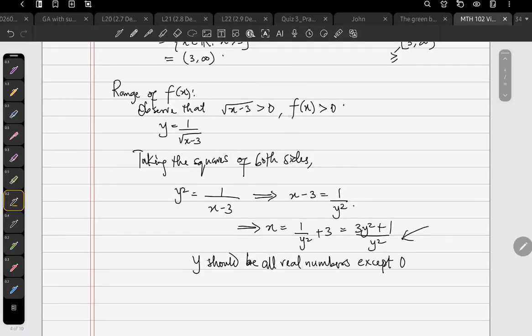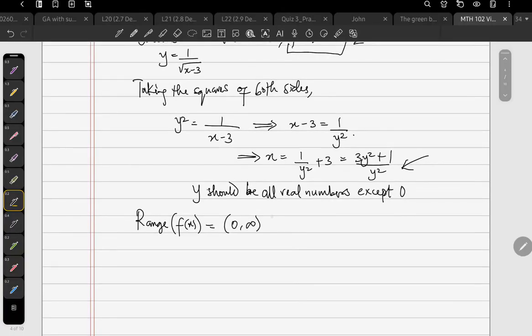However, we already have information about y. f of x is y, of course. We know that y can only be greater than 0. So if we are saying y should be all real numbers except 0, and we also have this limitation, combining these two together, we get that the range of this f of x should be (0, infinity).